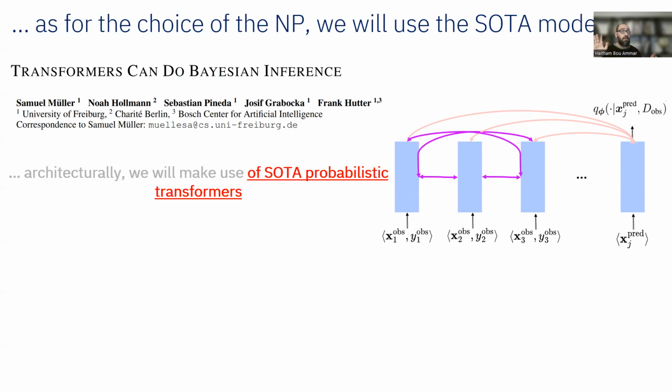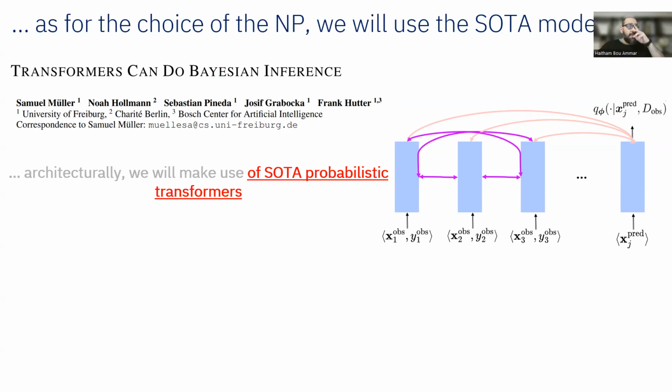And it's an amazing work. What this work says is that transformers can do Bayesian inference. They parameterized the neural process by a transformer. And from our experience, this has been the SOTA model so far.